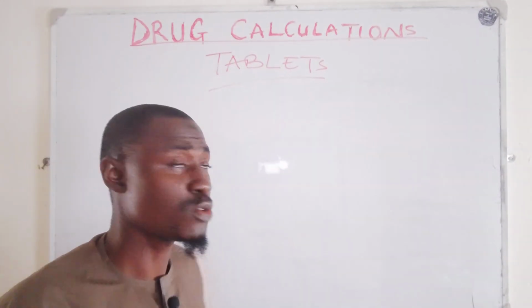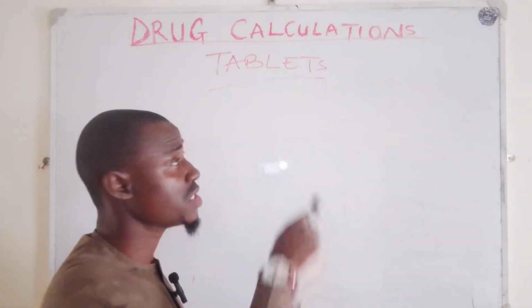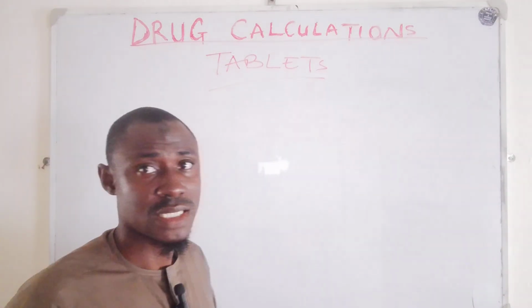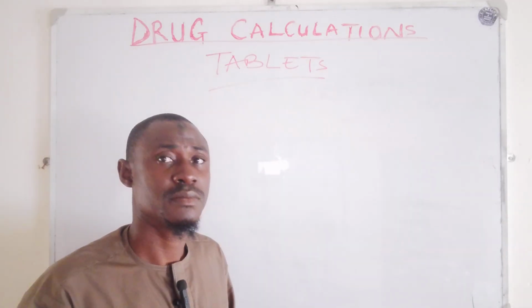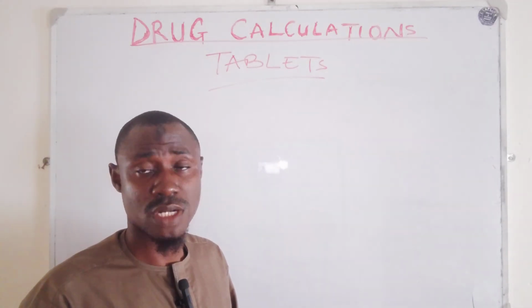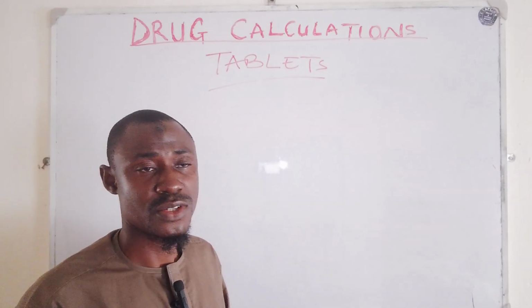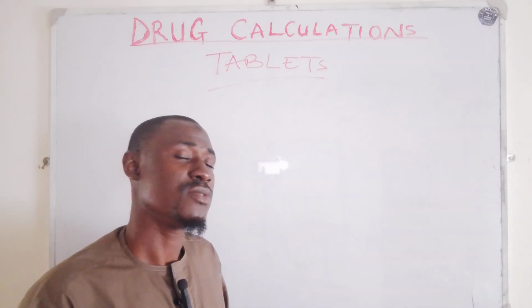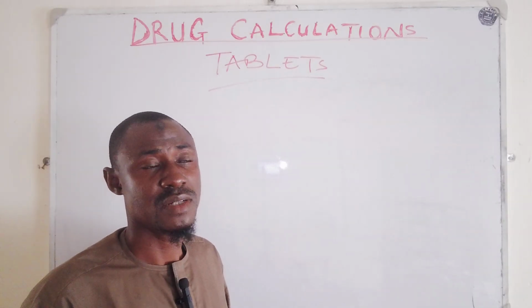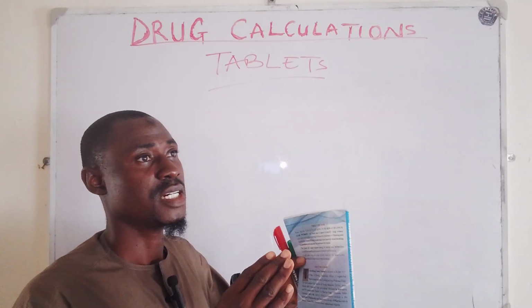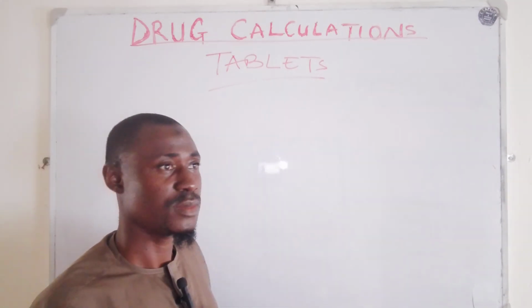Okay, we're going to continue our lecture on drug calculations. But this time around, we'll be looking at tablets. This is one of the simplest parts of drug calculation because of how direct the questions used to be. And of course, even in real life, they are usually very simple. What I mean by being simple is it's more or less a comparison. Let me use a form of comparison to explain to you.